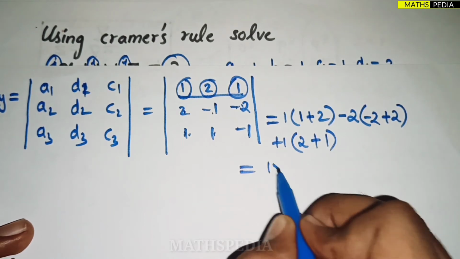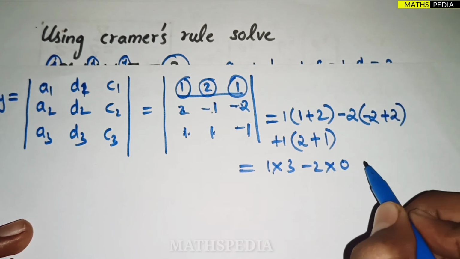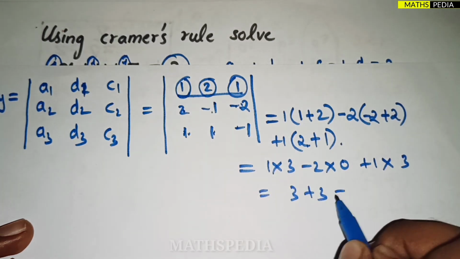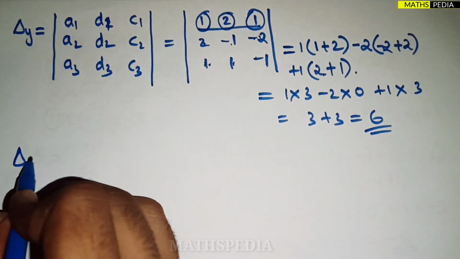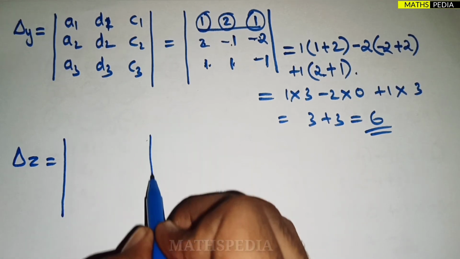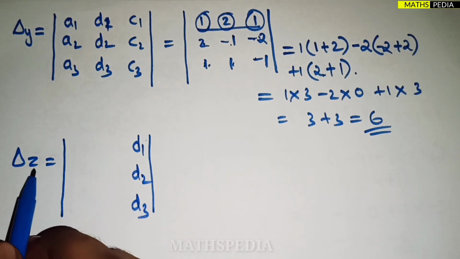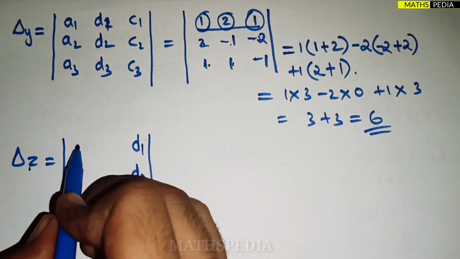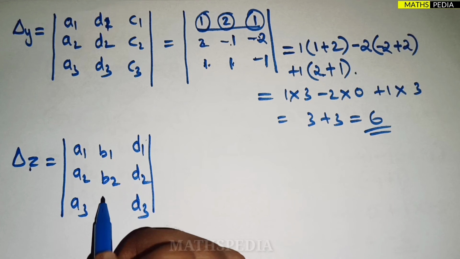So what is the value? 1 into 3 minus 2 into this will become 0 plus 1 into 3, so what is the term? 3 plus 3 is 6. So delta y we got. Now delta z. Delta z is nothing but, now d1, d2, d3 will be where? Third column. Okay, now what is left out? The z term we should not include, that means the coefficient of z we should not include, so what is left out? a1, a2, a3, b1, b2, b3.